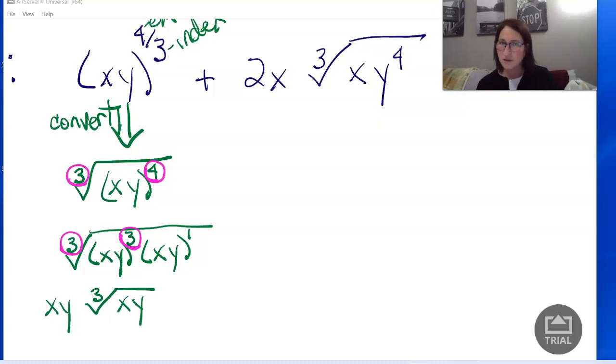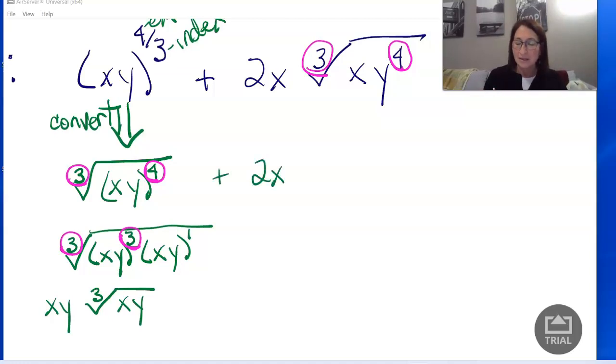Let's go to my second term. So I've got here this 4 with my is only attached to the y. It's not attached to the x. And it's larger than my index. So I am going to rewrite this so that it's 2x cube root of x, y cubed, y.